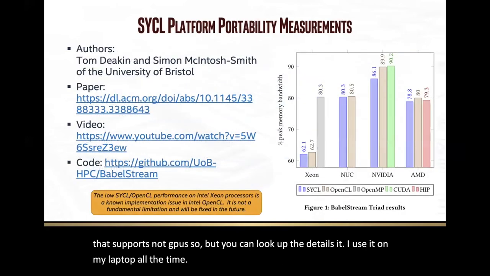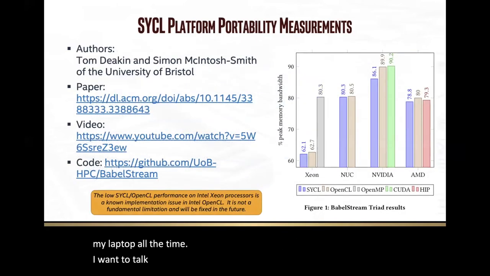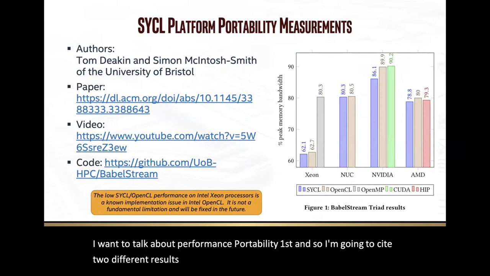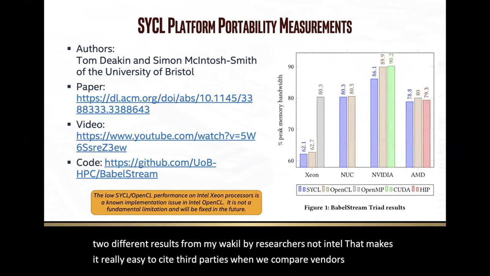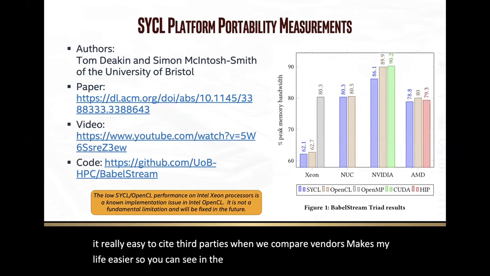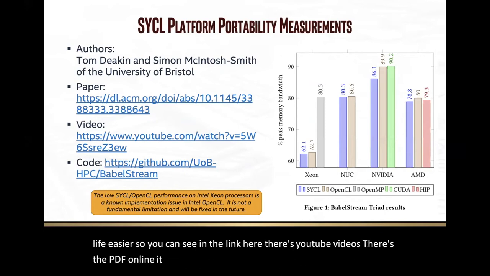I want to talk about performance portability first, and so I'm going to cite two different results from iWackle by researchers, not Intel. That makes it really easy to cite third parties when we compare vendors. Makes my life easier. You can see in the link here, there are YouTube videos, there's the PDF online. It was free last time I checked, and the code is online, so you have full freedom to explore, reproduce, etc.